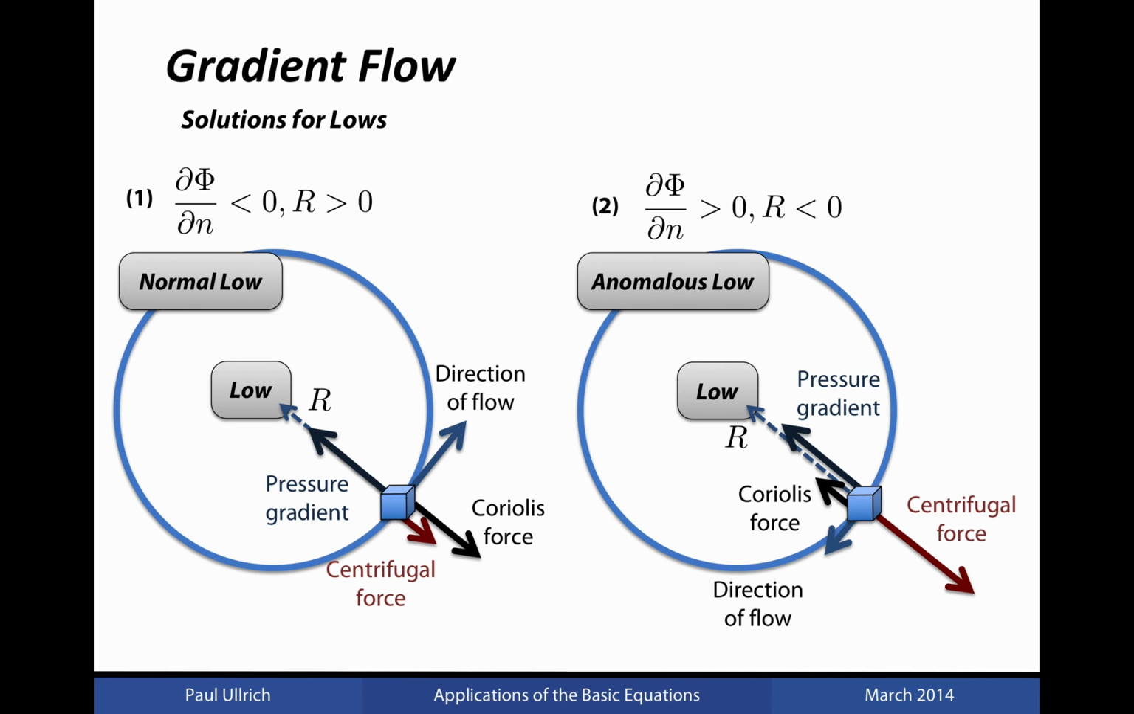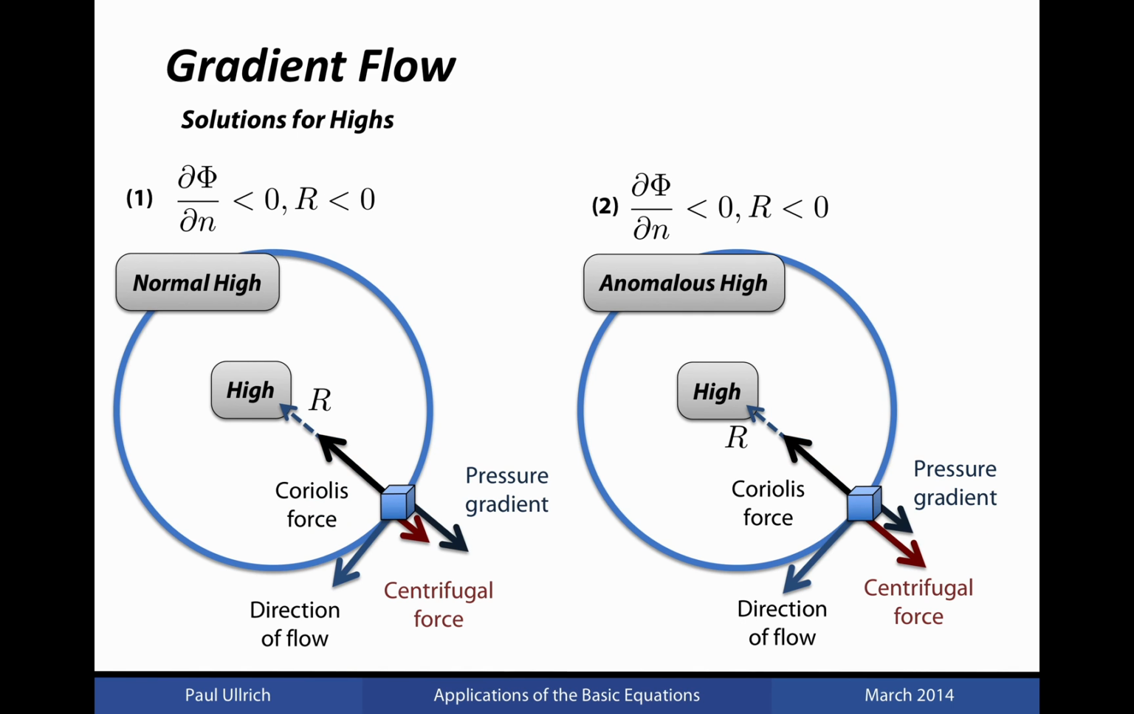In the case of an anomalous low, we have that the centrifugal force is significantly stronger than the Coriolis force. This allows the Coriolis force to be directed inward and allows for the fluid parcel to be moving in an anticyclonic direction. In this case, the pressure gradient is again directed inward towards the low, along with Coriolis force, and these two are balanced by the centrifugal force directed outward.